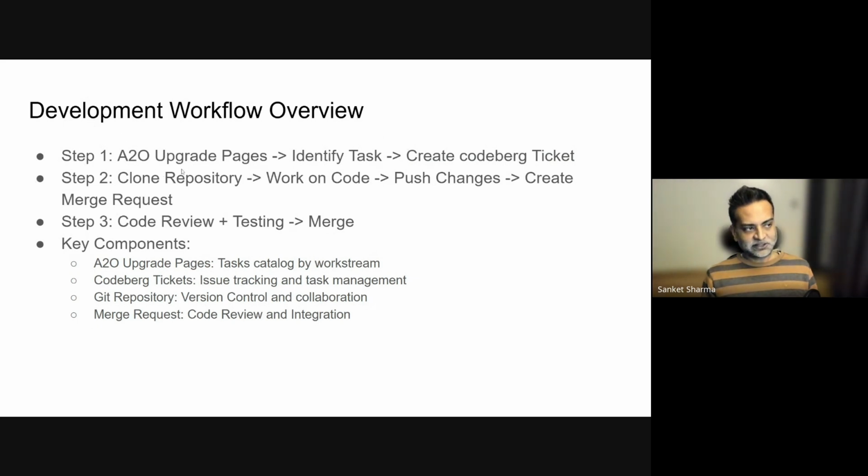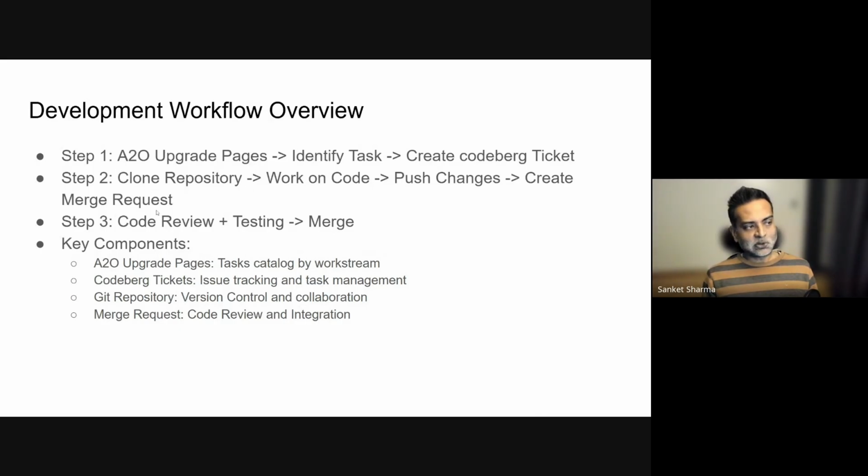So go to the pages, identify different work streams, and figure out what you want to work on. Each work stream has a detailed list of tasks that we need help with. Pick up a task, copy and paste the details into a ticket, and that's how we know that you are working on that task. The second step is cloning the repository.